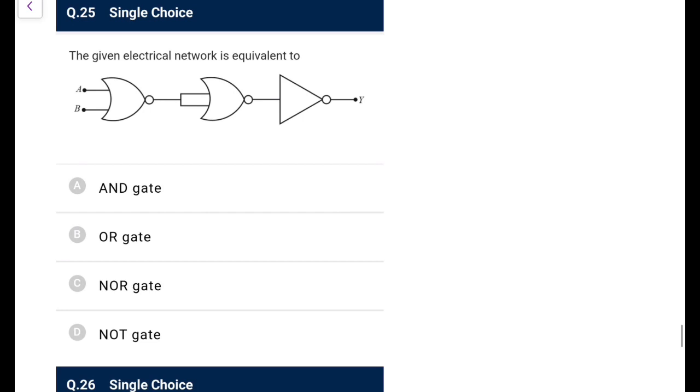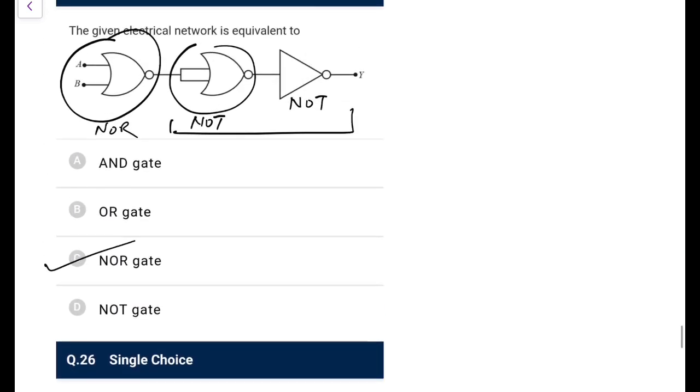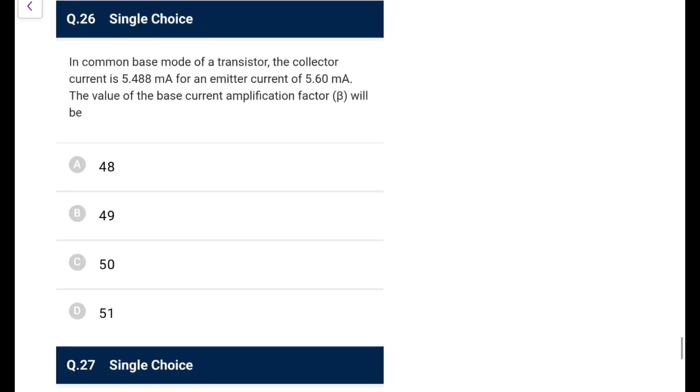Next, the given electrical network is equivalent to, now just look at this, this is a NOT gate and this is a NOR gate, both input same, so it is also a NOT. So NOT of NOT, that means both nullify, it has no meaning, so this would be the answer. Which gate it is, the NOR gate, so answer would be a NOR gate. Nothing to do, simply you can do just by observation. Always remember the NOR and the NAND, if both input are fed same, it acts as an inverter or a simple NOT gate.